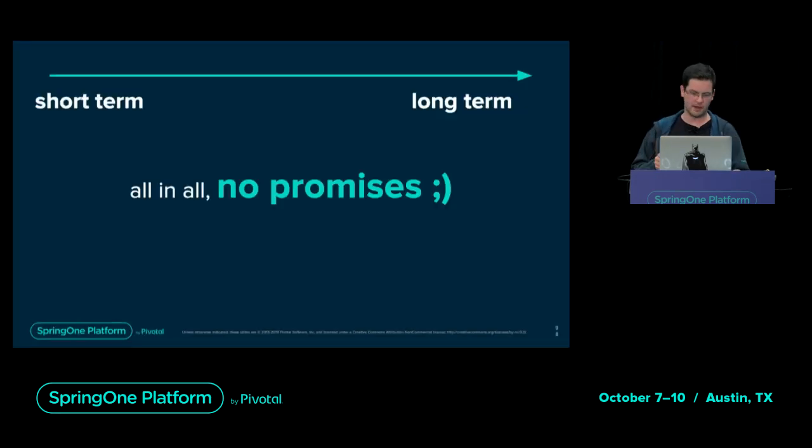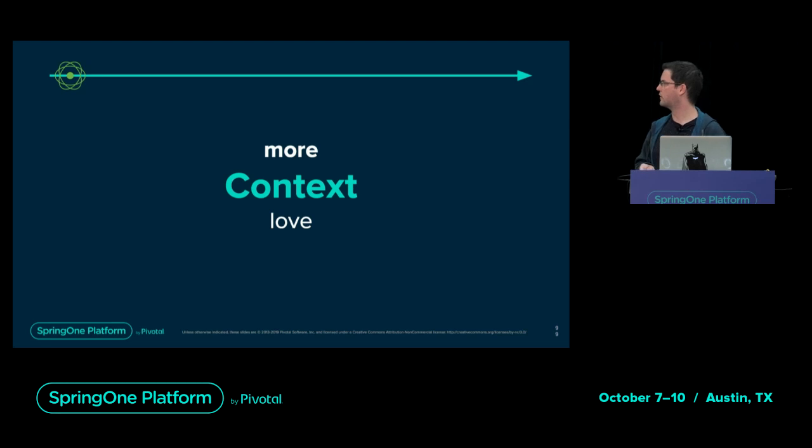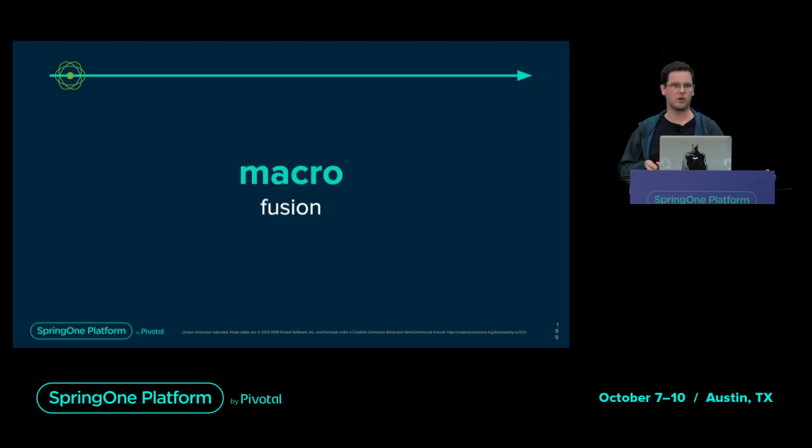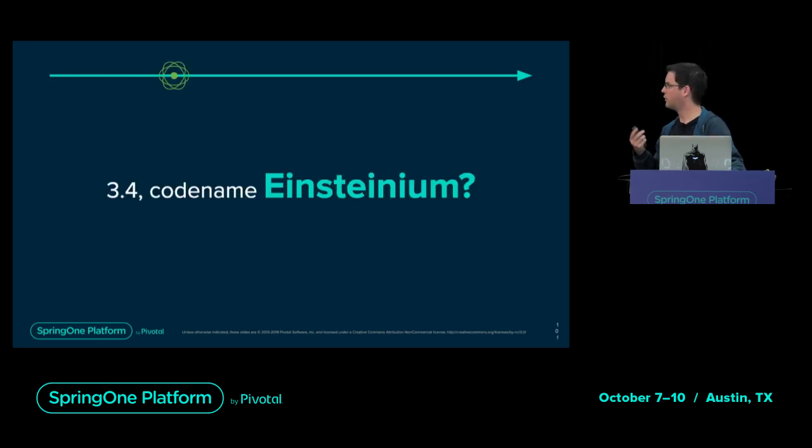Very briefly, what's next? No promises, but we want to work more on the context. We want to work on macro fusion, this idea that similar operators, when you do map, could be fused together and only result in a single map instance, since it's functions that are already composable. 3.4, codename Einsteinium or maybe Europium, we have not decided yet. Go vote for a name. Yeah, that's the next big one, 3.4.